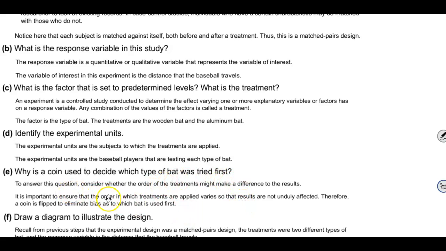To answer this question, consider whether the order of the treatments might make a difference to the results. It is important to ensure that the order in which the treatments are applied varies so that the results are not unduly affected. Therefore, a coin is flipped to eliminate bias as to which bat is used first.